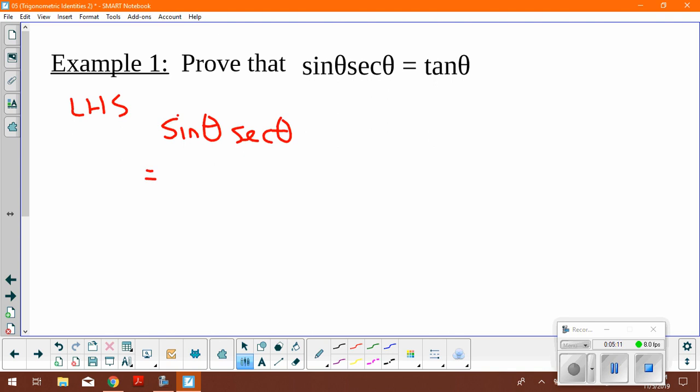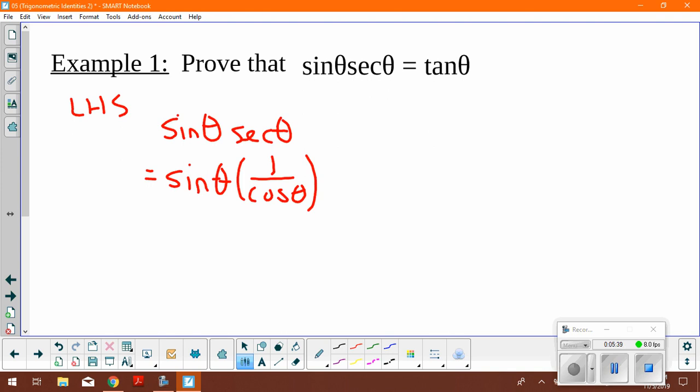Okay, so we know the tangent is in terms of sine and cosine. So let's make that change first. Secant theta we know is really the same as 1 over cosine of theta. That was one of our reciprocal identities from yesterday. Now I have sine times 1 over cos.